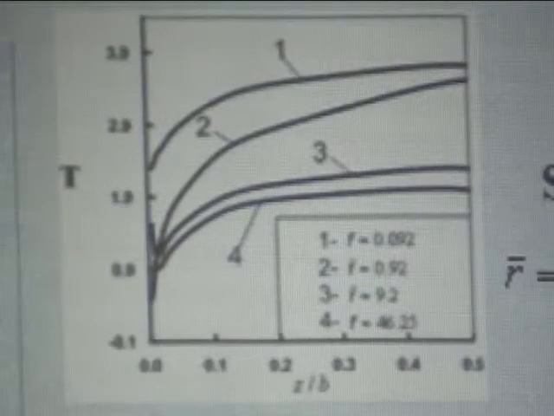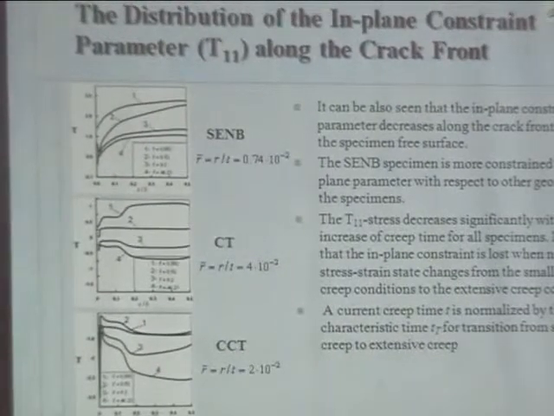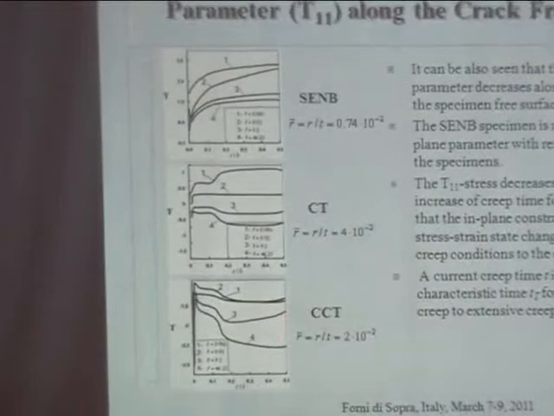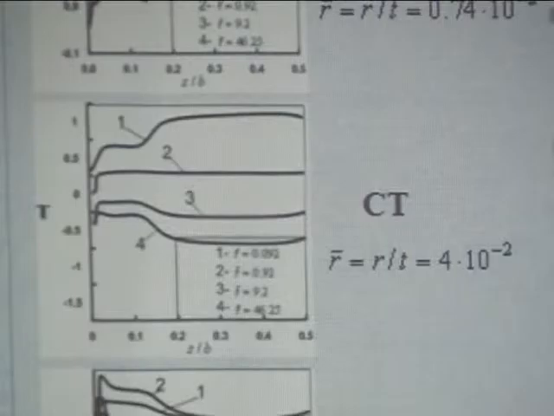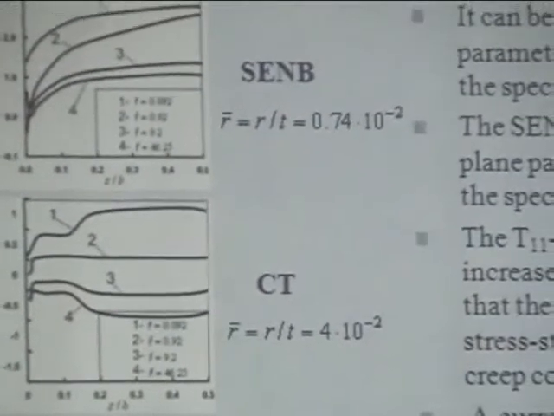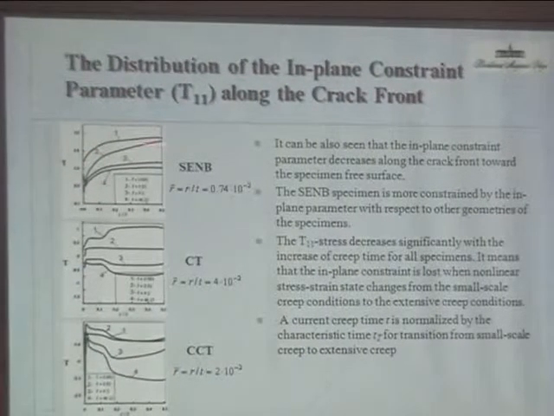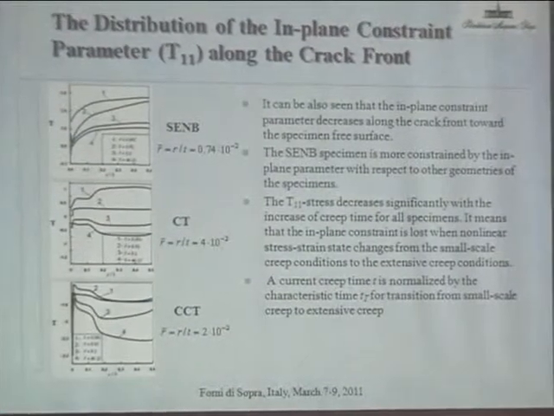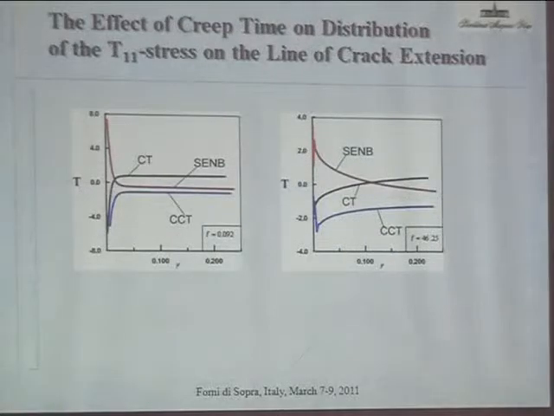We have considered three configurations of specimen. And it can be seen that in plane constraint, here T11 parameter decreases along the crack front towards the specimen free surface. So this line is the free surface, and here is the specimen center. If you consider the values of T11 stress, it can be seen that the specimen is more constrained by the in-plane parameter with respect to other configurations of specimens.